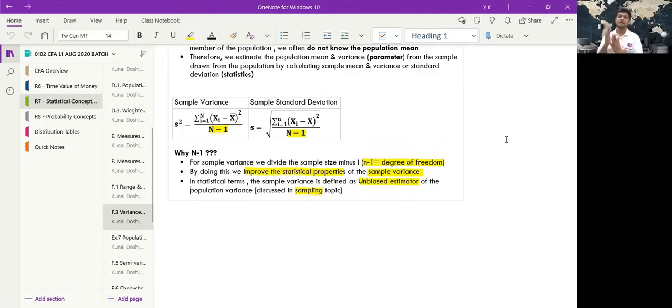Why? First, to improve the statistical property. Just think in reverse: if you don't do it, then the population and the sample risk will look the same, which is not correct. The sample is slightly riskier because it is not of the same size as the population. Therefore, to have an unbiased estimator, whenever we take the sample variance, we divide it by n minus 1 instead of n. That's the only difference.